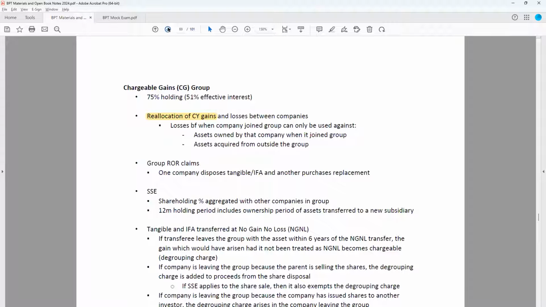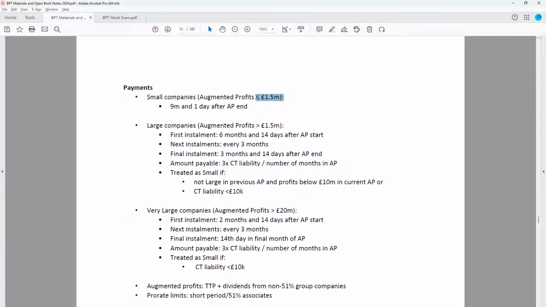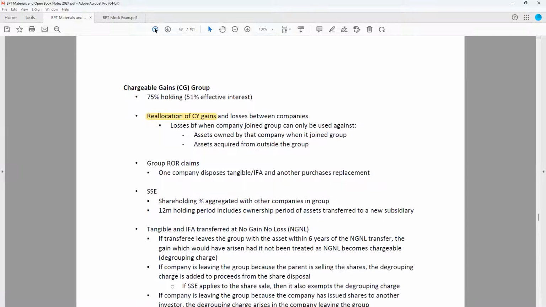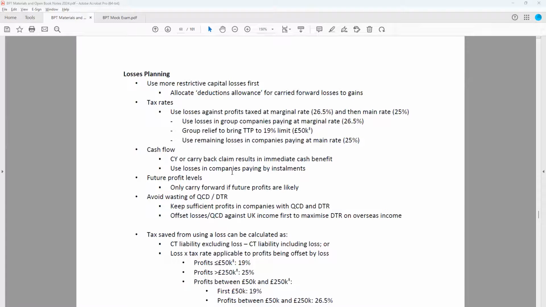But if you just recap from earlier studies, companies with augmented profits less than 1.5 million pay their tax 9 months and a day after the end of the accounting period. Whereas large companies pay in installments, and the first installment is during the accounting period. This is all after the accounting period. A company paying by installments will pay all of their tax before this small company has paid it. So therefore, better to relieve it to large companies, or if there are very large companies, and they won't be in this group because the profit levels are much smaller, but very large companies pay them even earlier. So therefore, that's a cash flow consideration when determining how to use a loss.